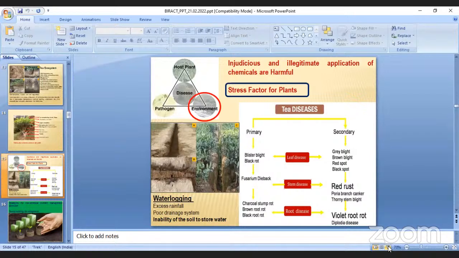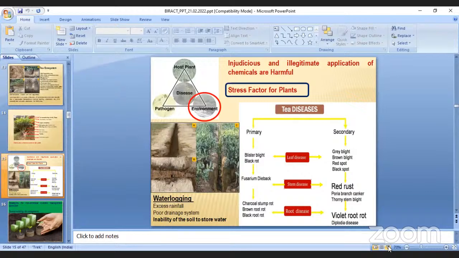So these diseases have also been getting more and more severe in case of tea plants. Normally, whenever we discuss tea diseases, tea has basically two types of diseases: primary diseases and secondary diseases. Whatever the disease, we all know that diseases are caused by some pathogens. But in case of tea, primary diseases are caused due to the direct effect of the pathogens, meaning some pathogens directly come and affect the plants.